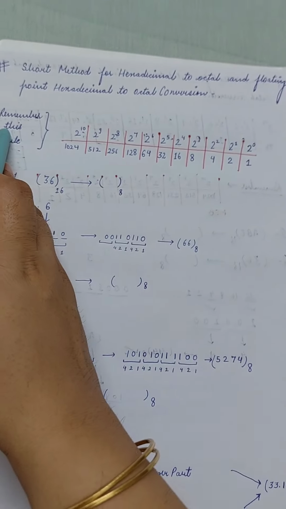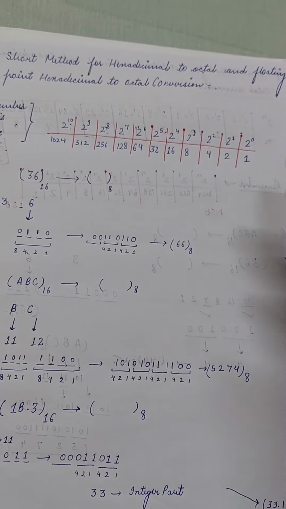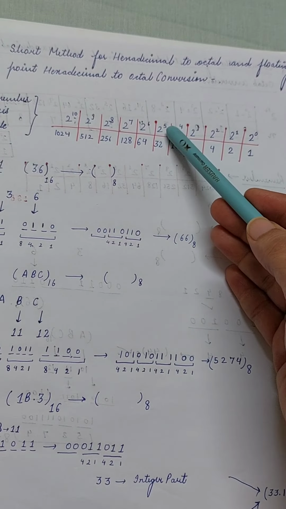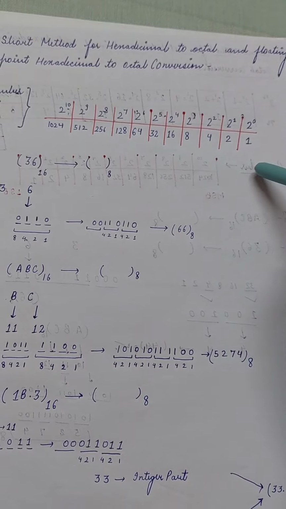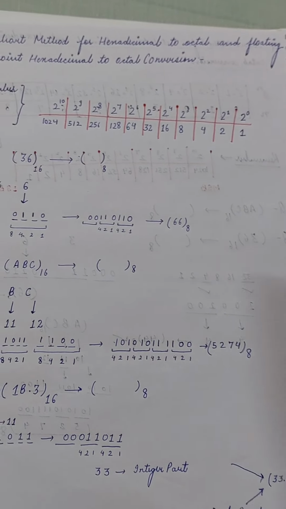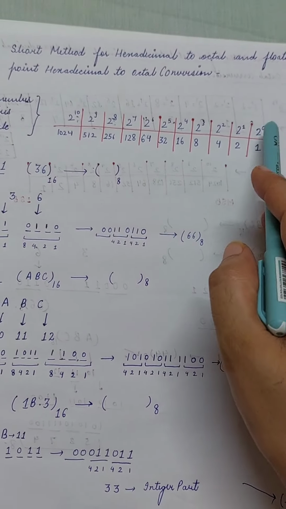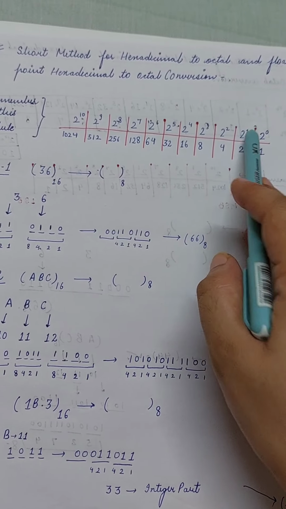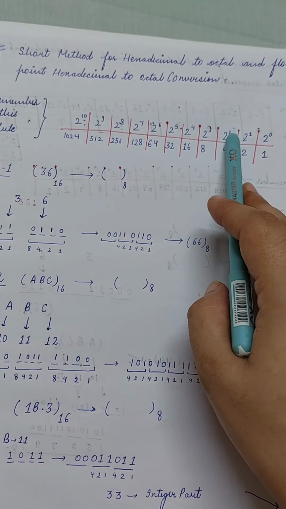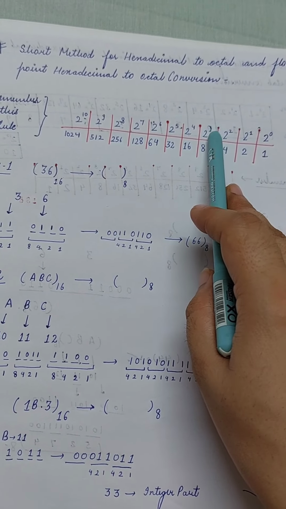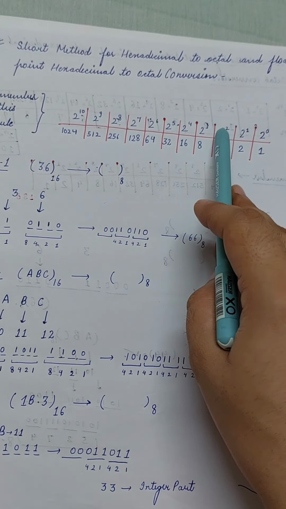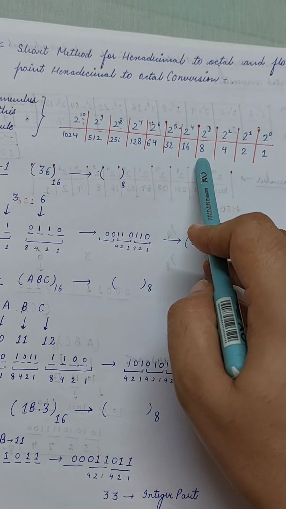You don't have to go further than this. Most of the problems will be solved up to like 2 to the power 5, 6 and so on. And it is very easy. Now we will see the method of learning this. See, 2 to the power 0 is 1, 2 to the power 1 is 2, 2 to the power 2 means 2 into 2, that is 4. 2 to the power 3 means 2 into 2 into 2, that is 8.